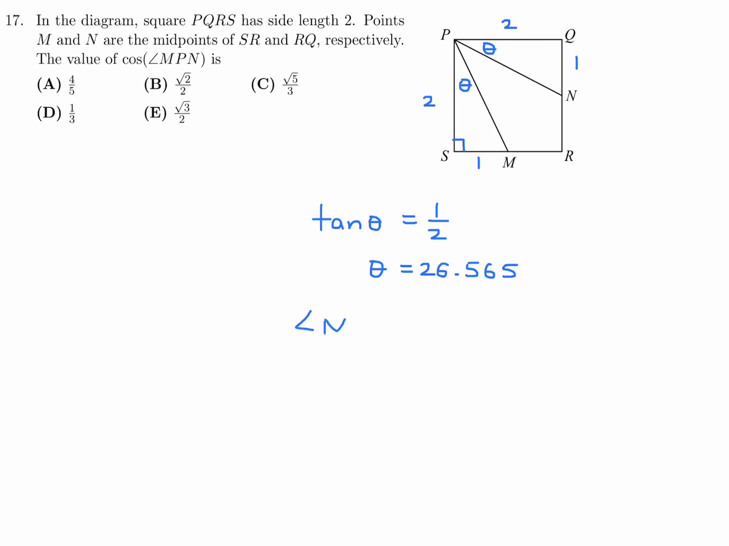Angle MPN is really 90 minus 2 theta. And since we know theta, we can calculate that. It will be 36.87. And then now you just take your calculator and calculate cos of 36.87, and when you do, you get 0.8. And that's 4 over 5. So 17, the answer is B.